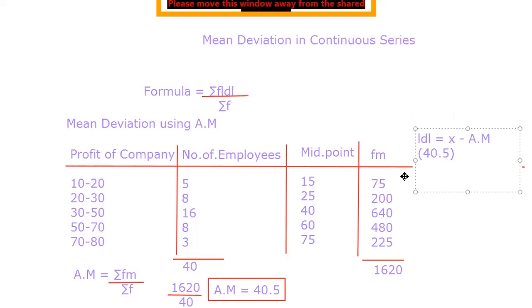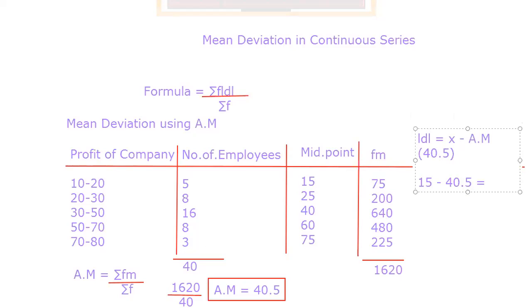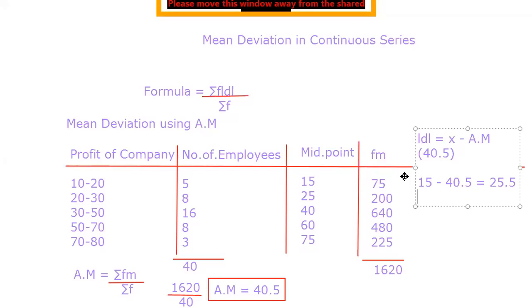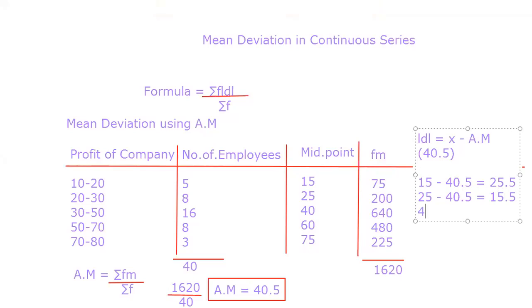Okay, so we are going to identify the mean deviation. First thing is 15 minus 40.5. How much? Remember, only in mean deviation there is no negative sign in the deviation. Everything will be positive. So that is 25.5. Next, 25 minus 40.5, which is equal to 15.5. Then next, 40 minus 40.5, which is equal to 0.5.